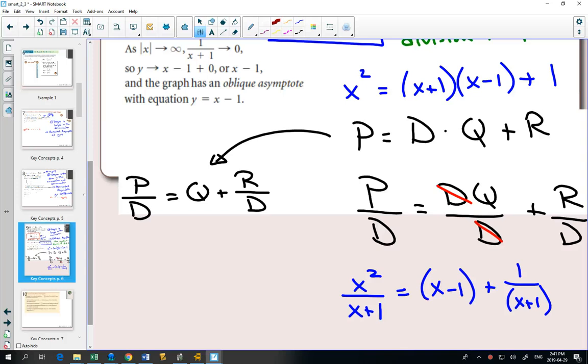And on the right-hand side, if I make x really, really big, can you see that this last term, 1 over big number, will be 0? And we just get x minus 1. That's why we have an oblique asymptote at x minus 1. Because as x gets bigger and bigger, it gets closer and closer to x minus 1.